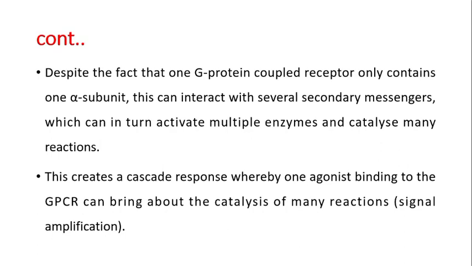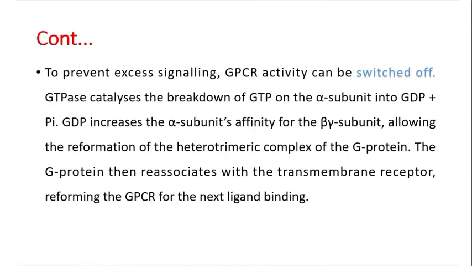This creates a cascade response whereby one agonist, meaning a ligand, binding to the GPCR can bring about the catalysis of many reactions. This is called signal amplification. Only one single alpha unit, but it interacts with many secondary messengers. It can activate many enzymes and is also involved in many reactions. So that's why it is called signal amplification.